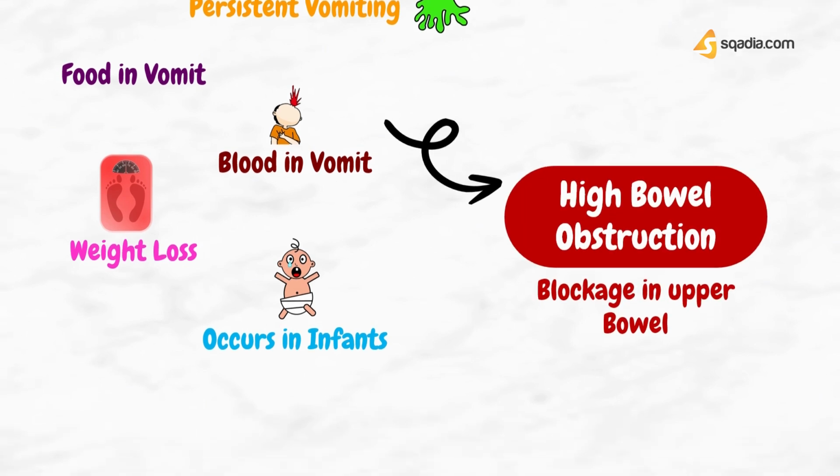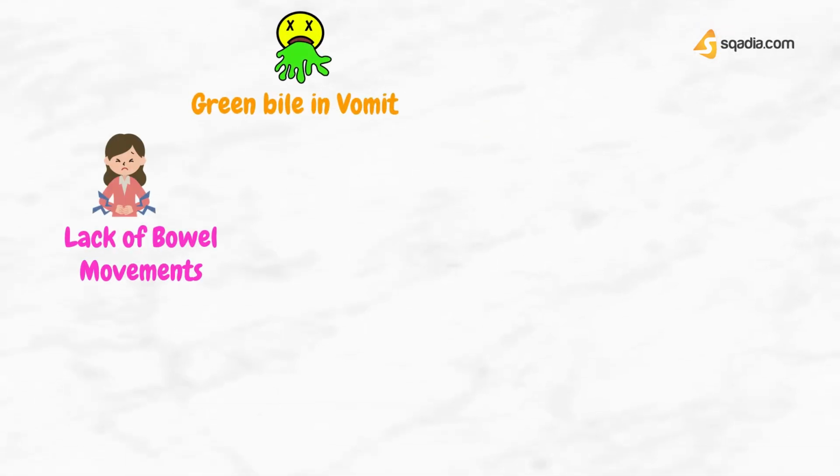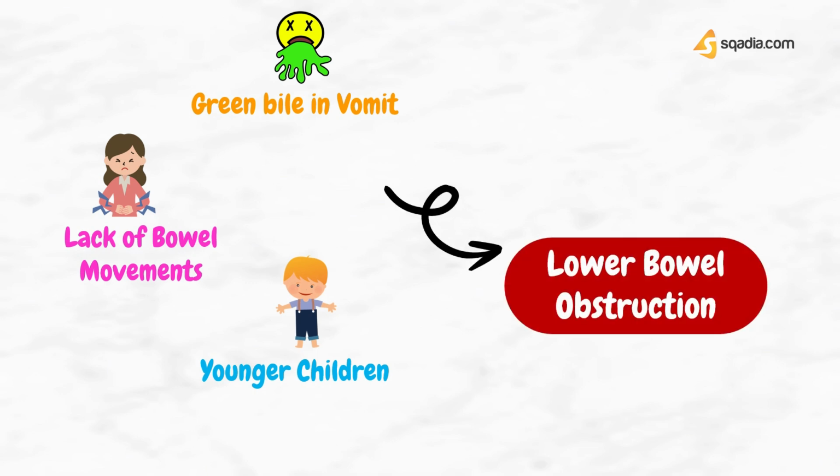And if the patient has green bile in vomit, decrease or lack of bowel movements, and it occurs in children younger than 2 years, then they might have lower bowel obstruction, which is the blockage in the lower bowel.